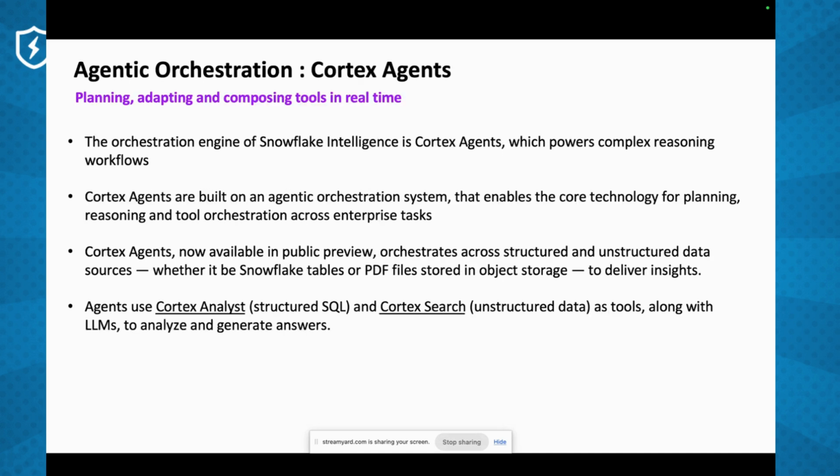Now let's understand each pillar one by one. As I said, orchestration is about making sure that your end-to-end things are connected, and that is where Cortex Agents come in. So Cortex Agents ensure that we have the right planning, adapting, and composing of the tools in real time. Now, Cortex Agents are built on an agentic orchestration system, and they are now available in public preview.